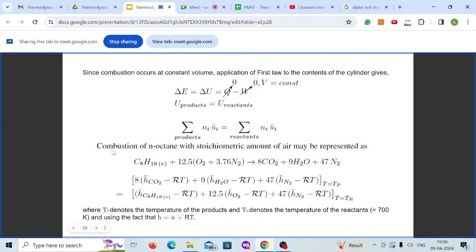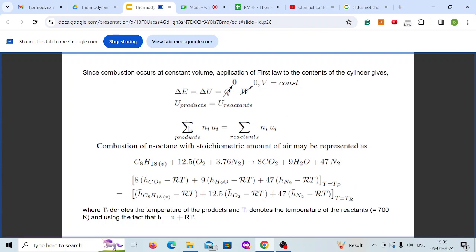For the combustion of N-octane with the stoichiometric ratio of air, the reaction can be written as: octane, which is C8H18 in vapor form, plus 12.5 moles of air, which gives you 8 moles of carbon dioxide, 9 moles of water vapor, and 47 moles of nitrogen.